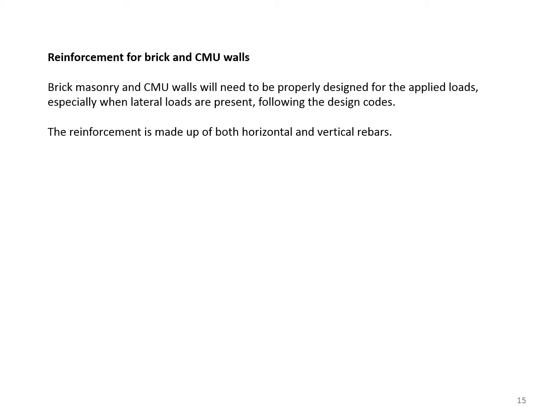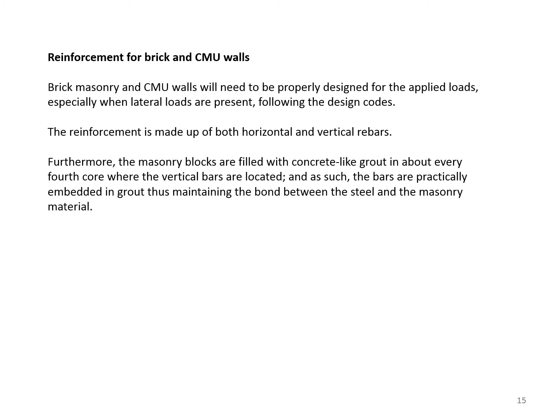The reinforcement is made up of both horizontal and vertical rebars. Furthermore, the masonry blocks are filled with concrete-like grout in about every fourth core where the vertical bars are located, and as such the bars are particularly embedded in grout, thus maintaining the bond between the steel and the masonry material.